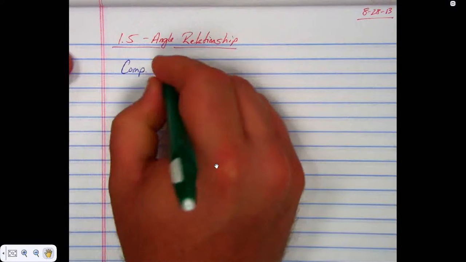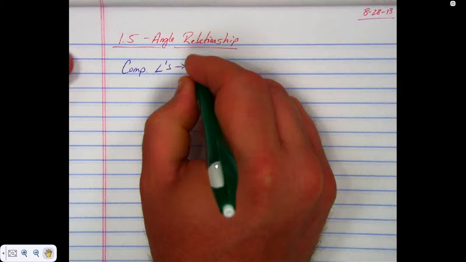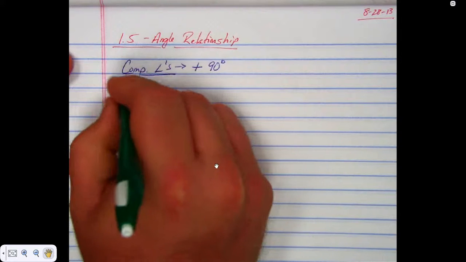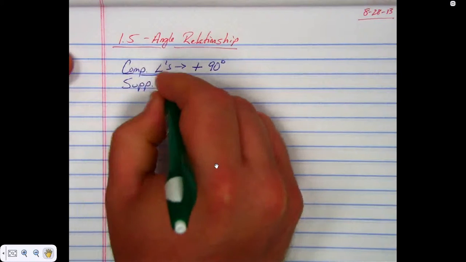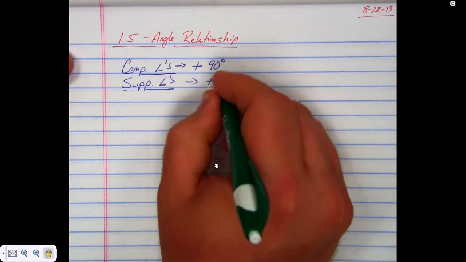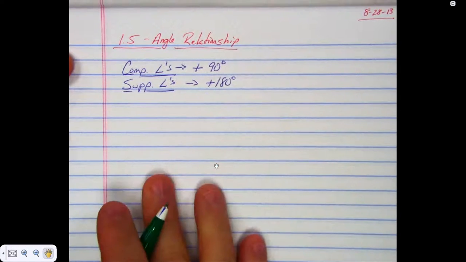Complementary angles. They add to what? 90 degrees. Supplementary angles. 180. What are they? They add to 180 degrees. Two angles that add to 180 degrees.